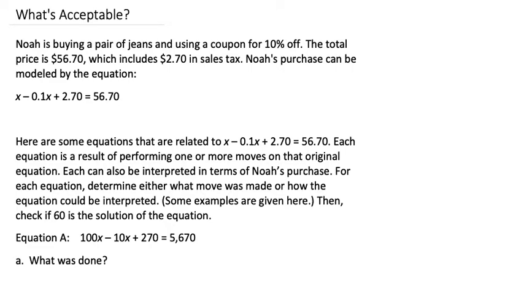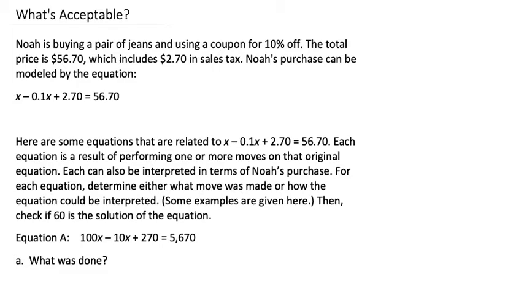In this video, we're going to look at equations and moves that we can make on equations and how that relates to the solution of the equation. So we have Noah who's buying a pair of jeans and using a coupon for 10% off. The total price is $56.70, which includes $2.70 in sales tax.